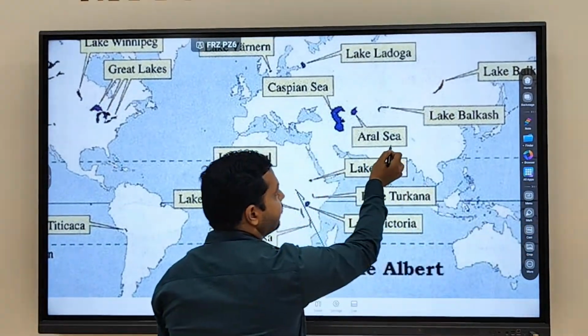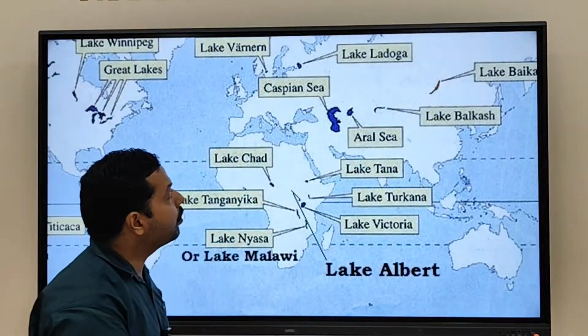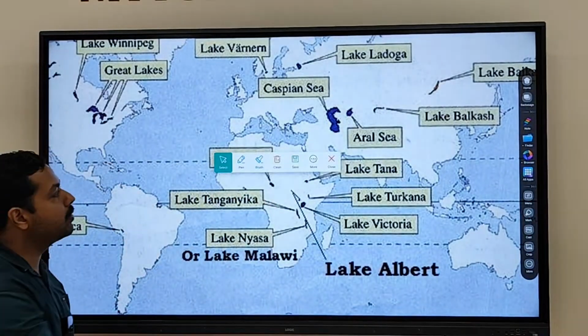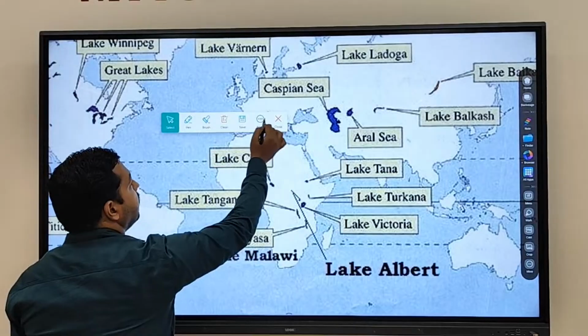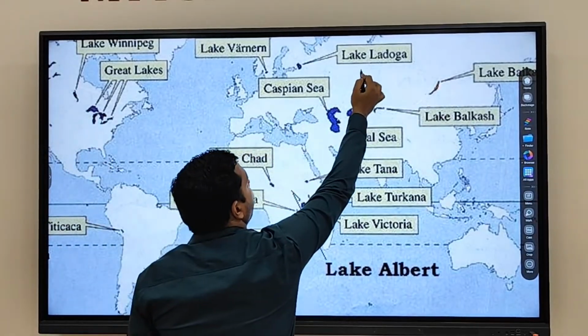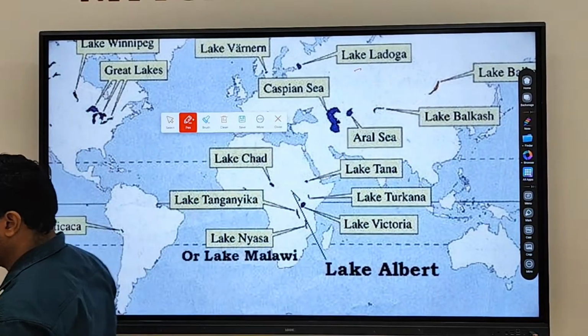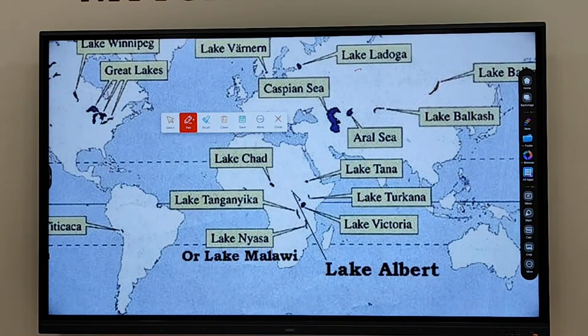Next, you can also mention Lake Ladoga. Lake Ladoga is located in northwestern Russia, and is the largest freshwater lake in Europe.